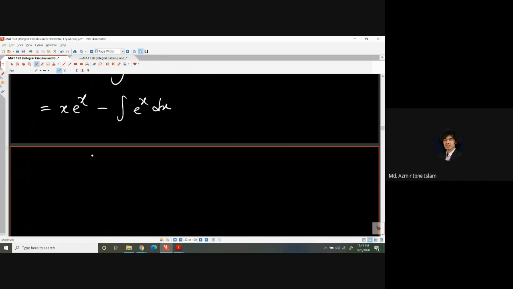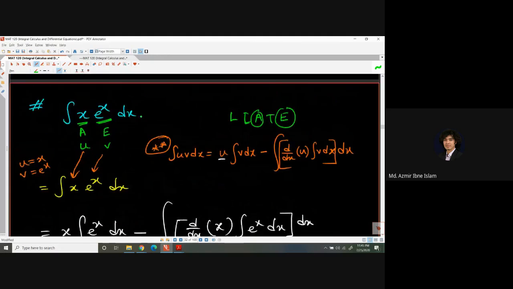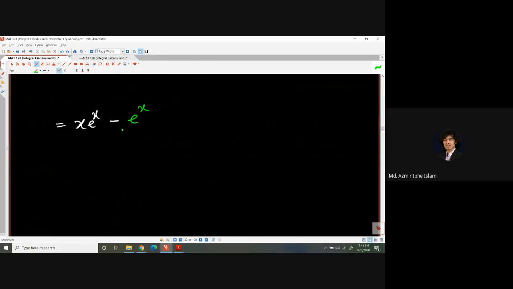Now it is easy to solve again. That is x e to the power x negative. Again, we have the formula integration of e to the power x dx is e to the power x. So this is how we can apply integration by parts for these complicated integrals. I hope you have understood what I am trying to say. Things will be easier if we practice from our reference books.